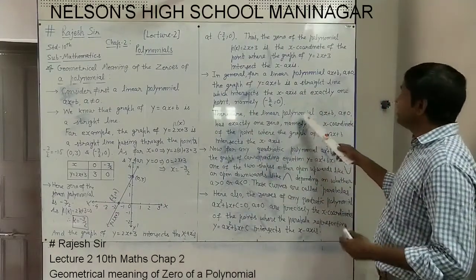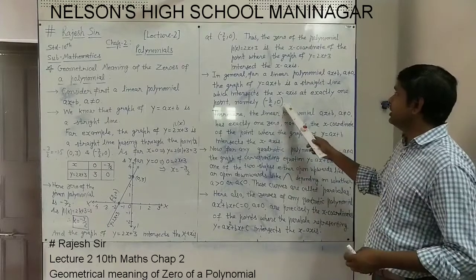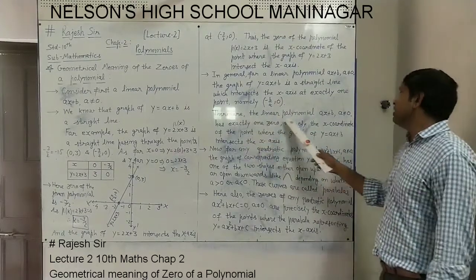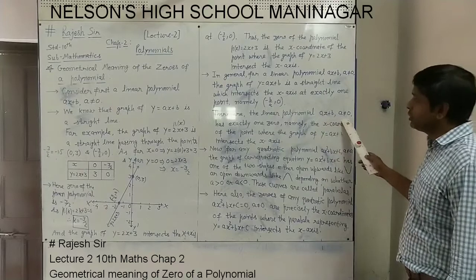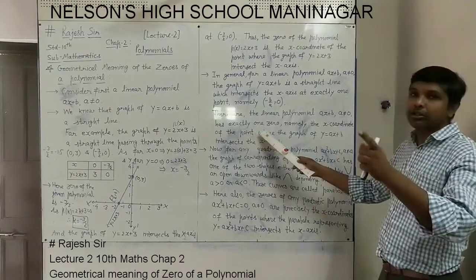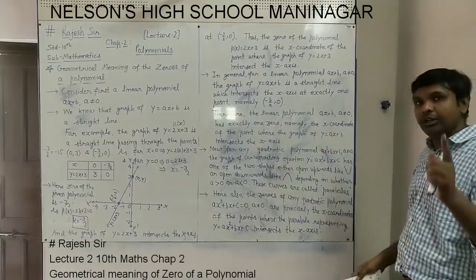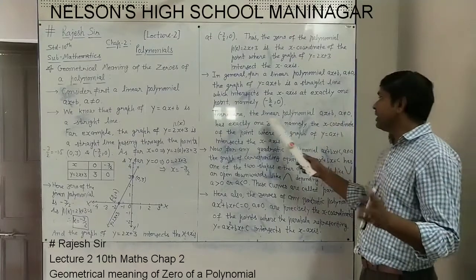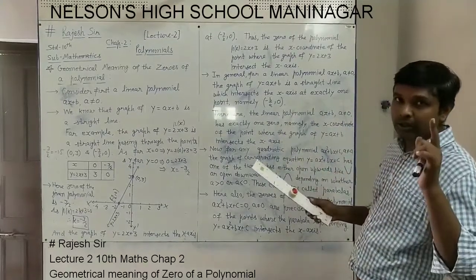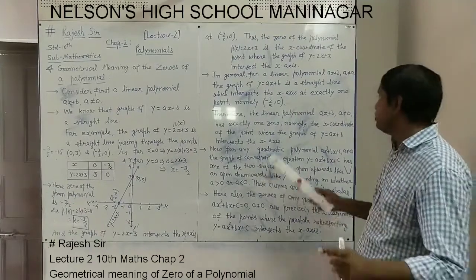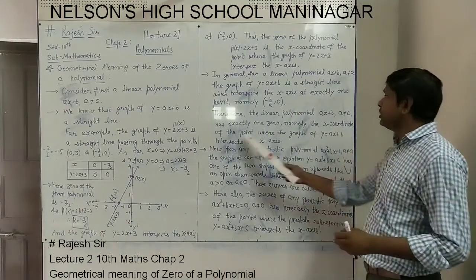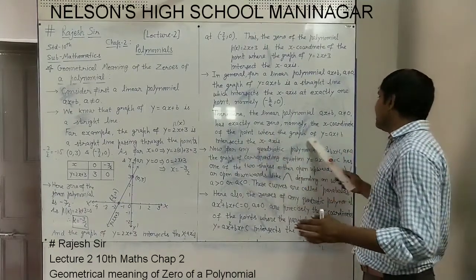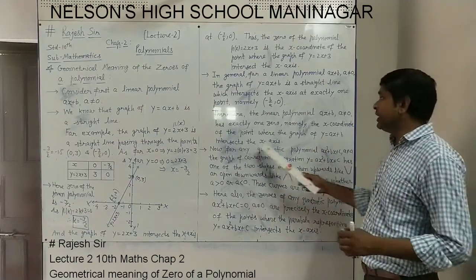Therefore, next, the linear polynomial. The linear polynomial ax plus b, a not equal to 0, has exactly 1 zero, because it will intersect the x-axis at only one point. So exactly 1 zero it will have. A linear polynomial always has only 1 zero, and that will be the x coordinate of the point where the graph of y equal to ax plus b intersects the x-axis.